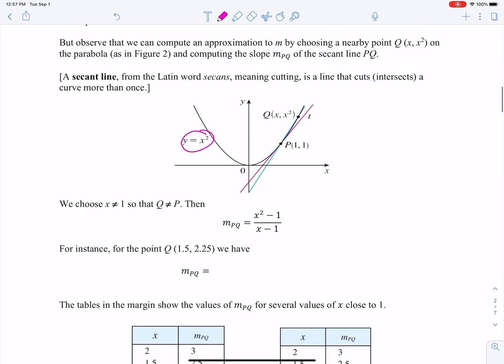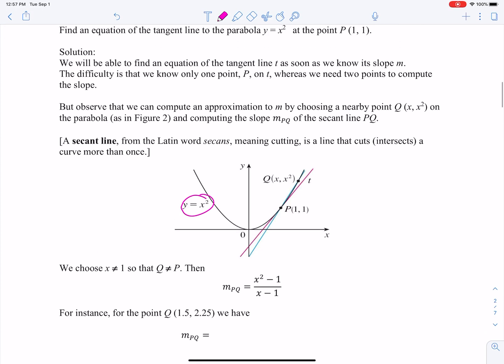So let's go up to the top here. So solution, we'll be able to find an equation of the tangent line T as soon as we know its slope, right? That's why we said we needed that second point to find slope. The difficulty is that we know only 1 point P on T, whereas we need 2 points to find the slope. But observe that we can compute an approximation to M, your slope, by choosing a nearby point. That's what I was just talking about, that point Q that we kept bringing closer and closer and eventually infinitely close to P on the parabola, and computing the slope, M sub PQ.